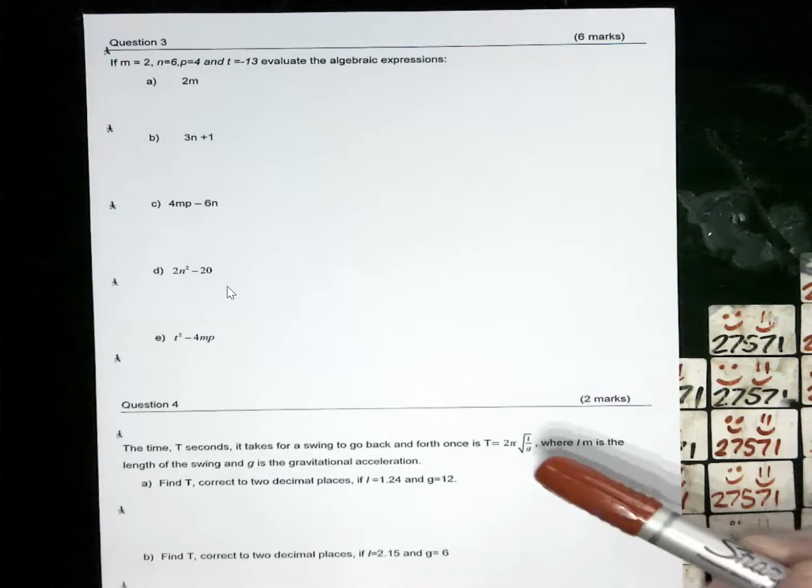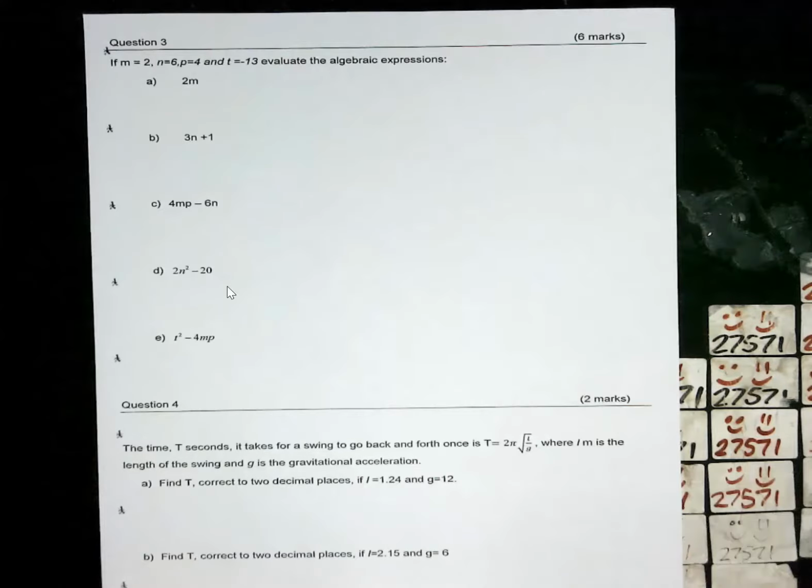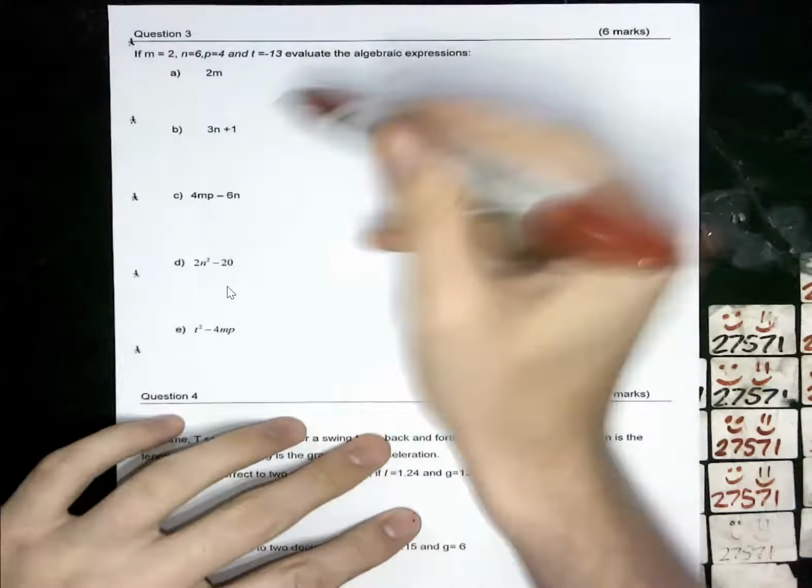Okay, let's smash through these and get to the end. The next set of questions are on substitution. So what you have to do for these is take these numbers that are at the top, so m equals 2.